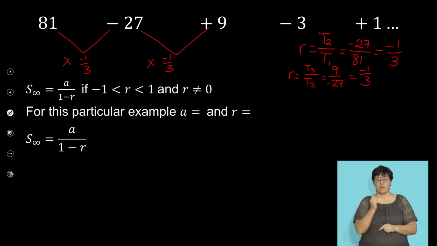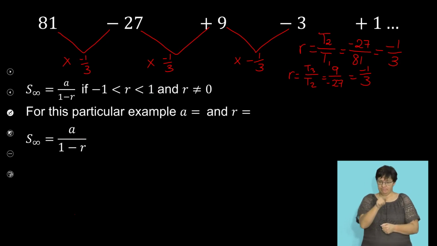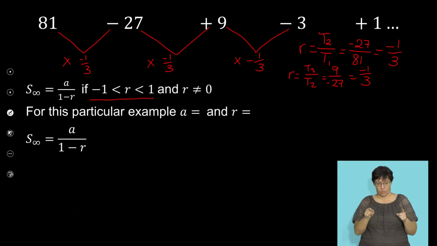So, to get from 81 to -27, I've multiplied by -1/3. From -27 to 9, I've multiplied by -1/3. From 9 to -3, I've multiplied by -1/3. So we are actually going to be able to calculate the sum to infinity of this sequence because I've got a ratio that's between -1 and 1. And I can see that my common ratio is not 0. So because my ratio is -1/3, I can calculate the sum to infinity.